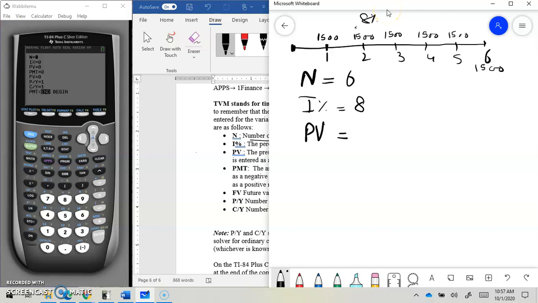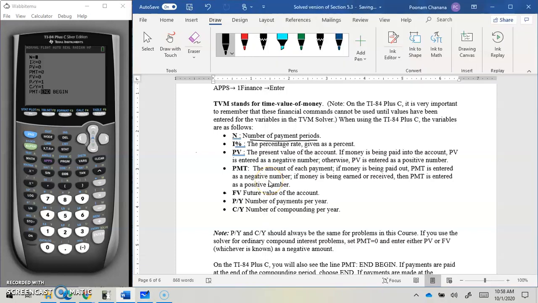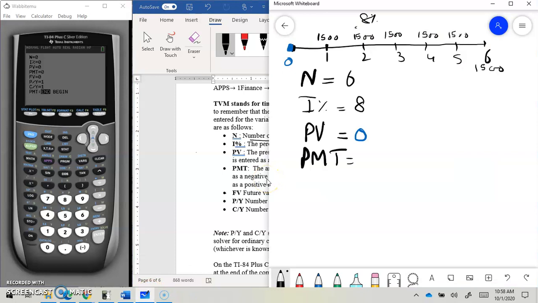I is the interest rate the bank gives you. Present value: at the start, when we began this account, we had nothing in the account, right? So the present value was 0. Let's talk about the next one, PMT. PMT is the amount of each payment which you are depositing in the account. So in this case, how much is each payment? That is $1,500. So this number is called PMT, the payment.